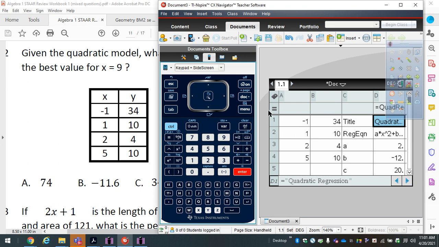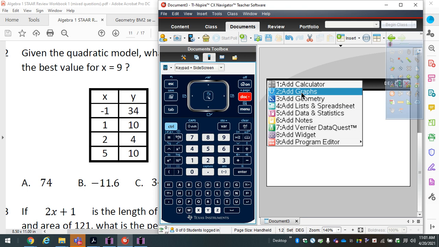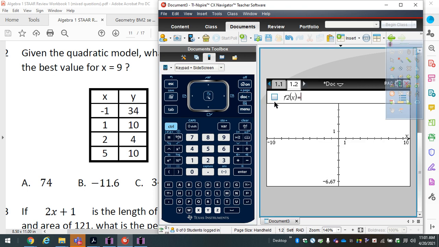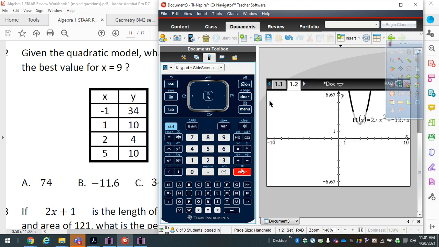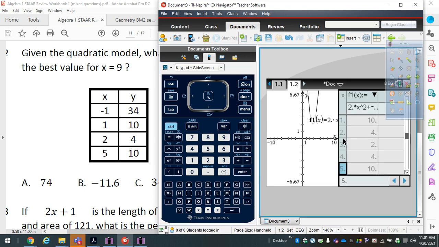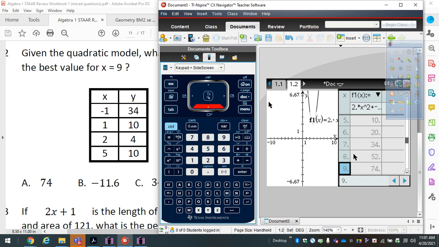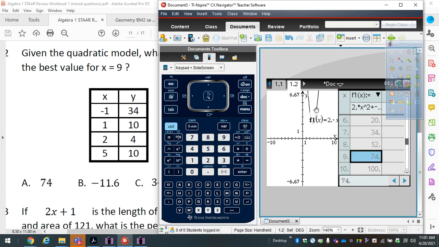I don't even care about this. I care when x is 9, so I want to come out here and add a page. I'm going to add a graph. See, it's on 2. If I press up, it's the one I had right there. I'm going to press Control T and go down here to where x is 9. 74. Okay.